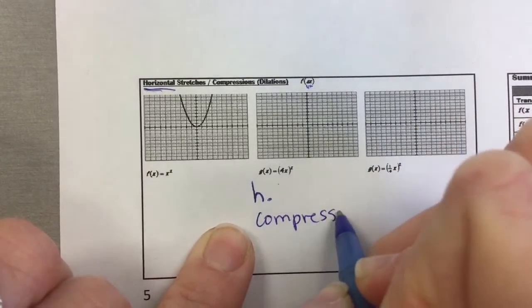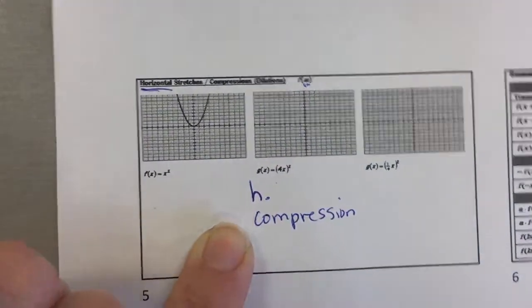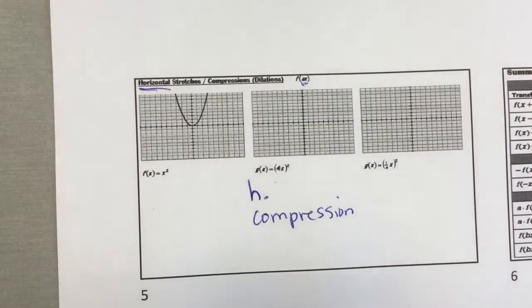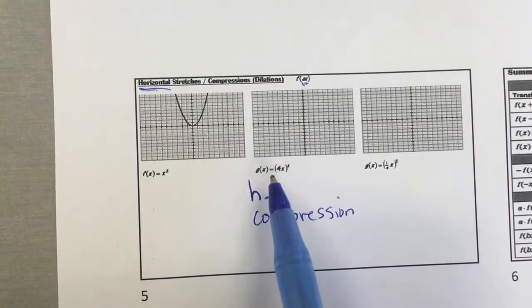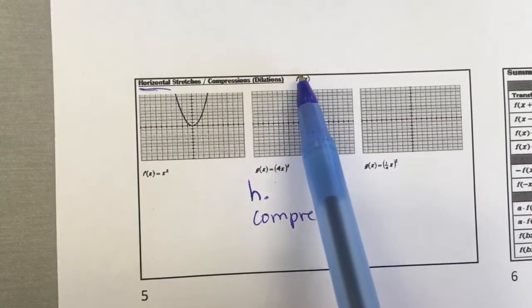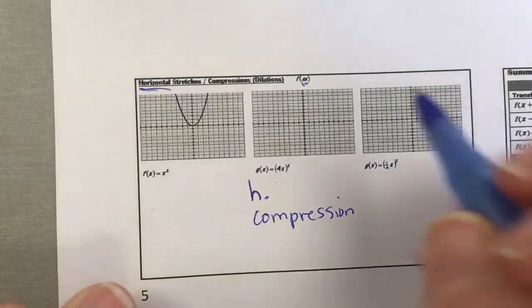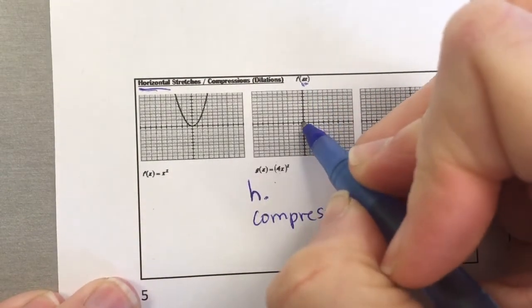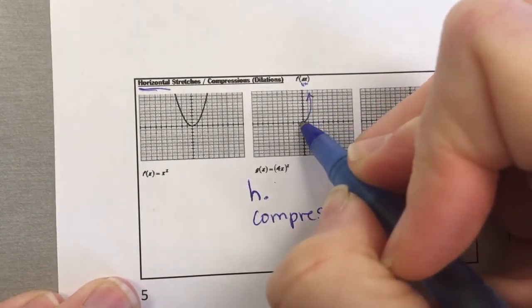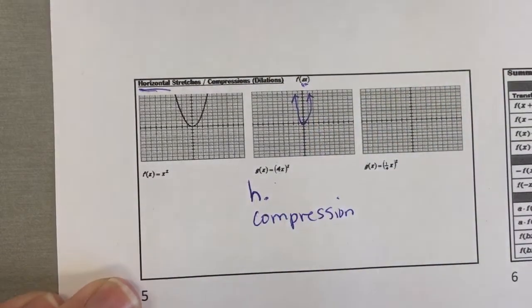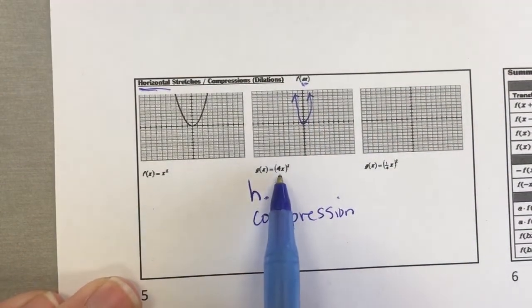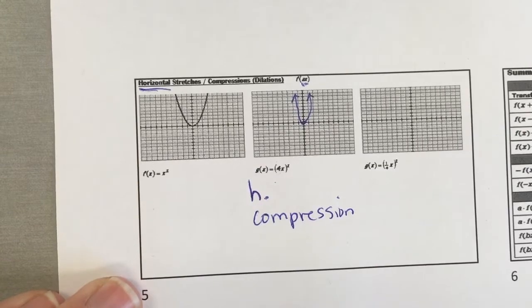So whenever you are inside the parentheses, you do the opposite. So I know that 4 is bigger than 1, but since we're inside the parentheses, it's opposite. So instead of being a stretch, it is a compression. And it makes it skinnier because you're multiplying all your x values by 4.